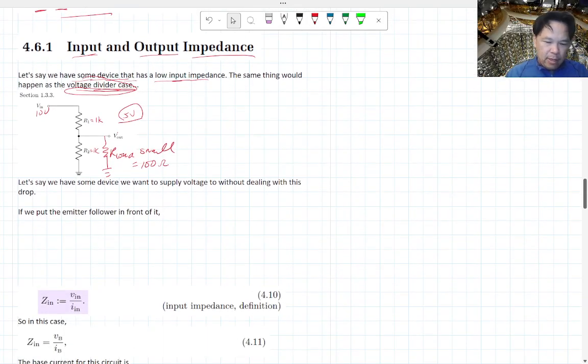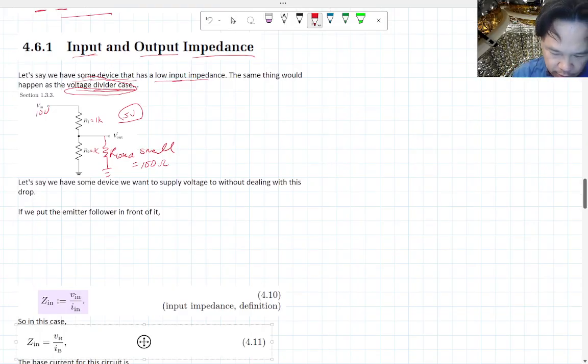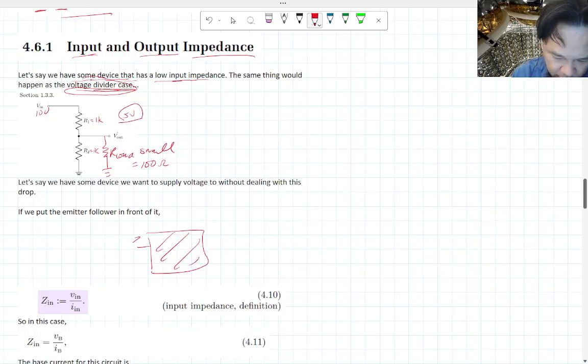Let's say we have some device, I don't know what it is, it doesn't actually matter. It has some input impedance, and input impedance is basically the voltage input divided by the amount of current that goes through this device. That's the input impedance.